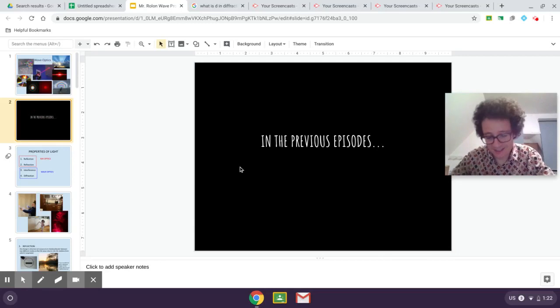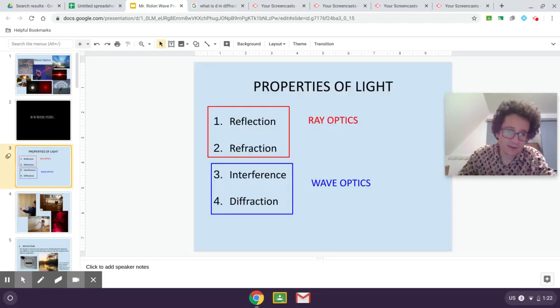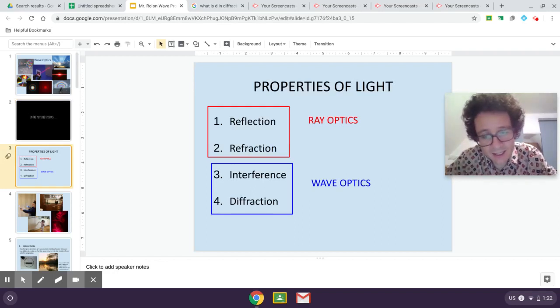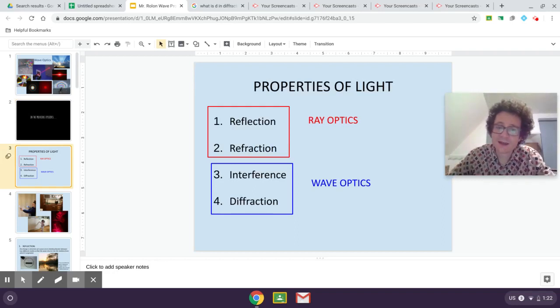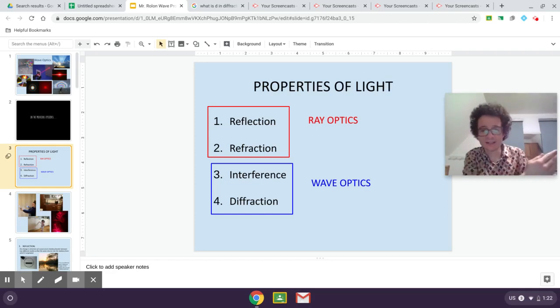And well, let's start having a look at what we saw in previous lessons. Remember that in the second lesson, I told you that light has four properties: reflection, refraction, interference, and diffraction. The first two, that we already know very well, are studied in an area called ray optics or geometric optics, because we use a lot of geometry for that, and also because we consider the light travels as a straight ray.